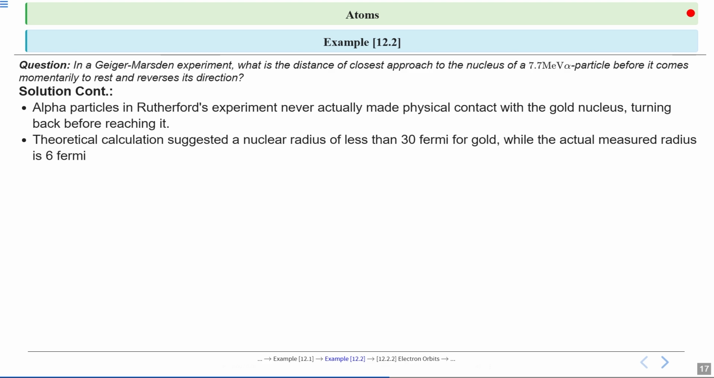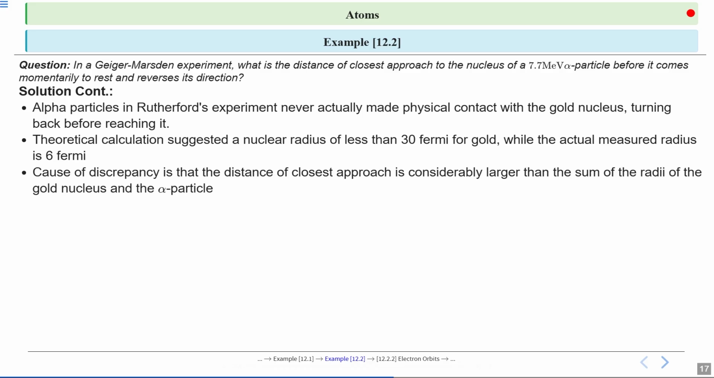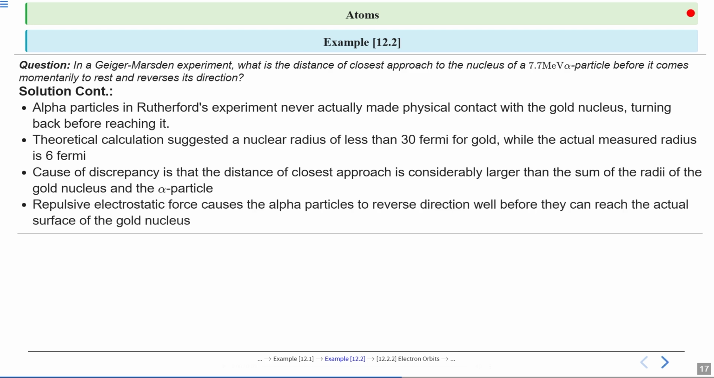So the alpha particle is not touching the edge of the nucleus. It is reversing its direction very far away from the nucleus due to the force of repulsion. So why is there such a difference? It's because the distance of closest approach is much larger than the combined radii of the gold nucleus and the alpha particle. In other words, the alpha particle is stopped by the repulsive force long before it could ever touch the nucleus itself. This shows how strong electrostatic forces can be at very short distances.